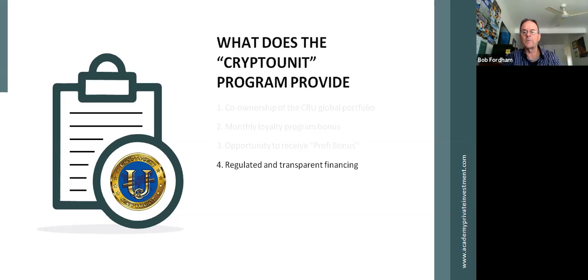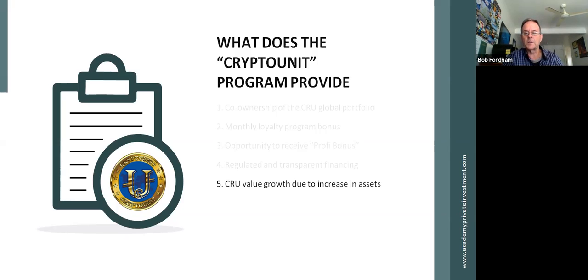Regulated and transparent financing. We have a crack US-based lawyer team that has been regulating all our contracts and all our resources, speeding up the sales for the company with transparent financing. We have just recently been audited by Ernst & Young from the UK. So this is very refreshing. It is total open resource.